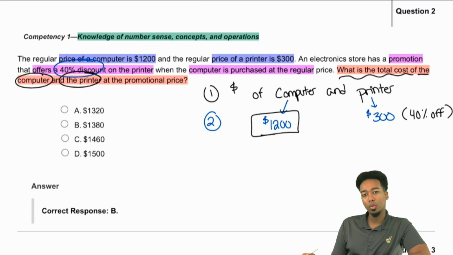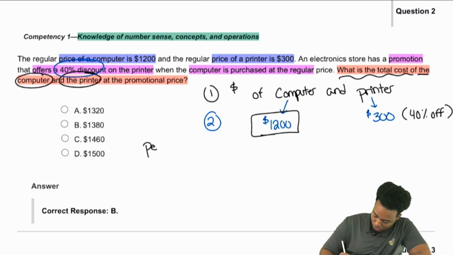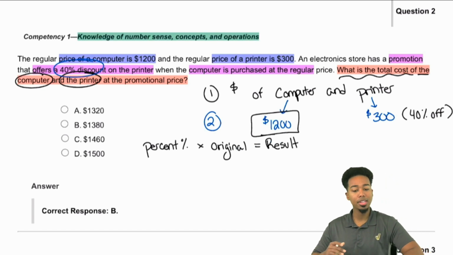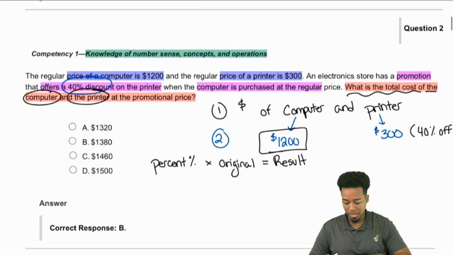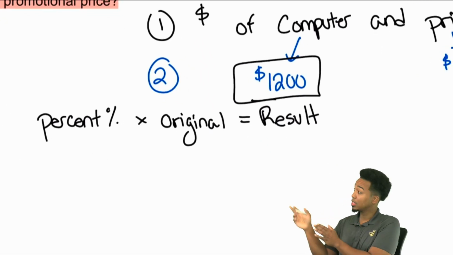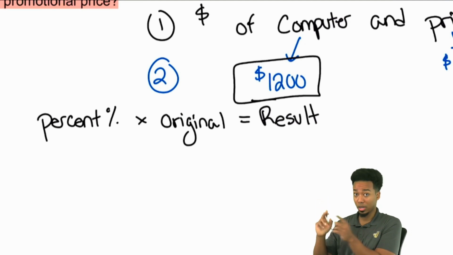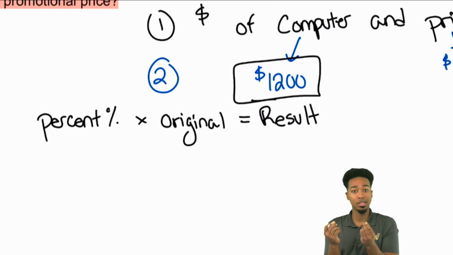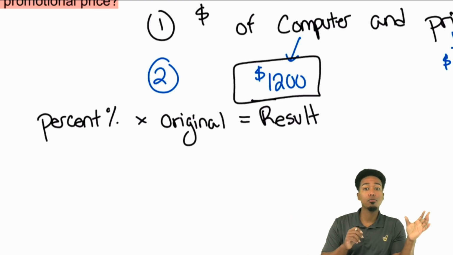Now, how do I calculate what the price is going to be of the printer with that discount? What a lot of people end up doing is this. A lot of people will know the formula for a percent, and that formula is going to be the percent multiplied by the original equals the result. Now, the one thing that a lot of people end up ignoring is we need to understand that the percent that you apply is the result that you'll get. Write that down. The percent that you apply is the result that you'll get. They represent the same thing. The one's in the form of a percent, the other's in the form of an actual number.